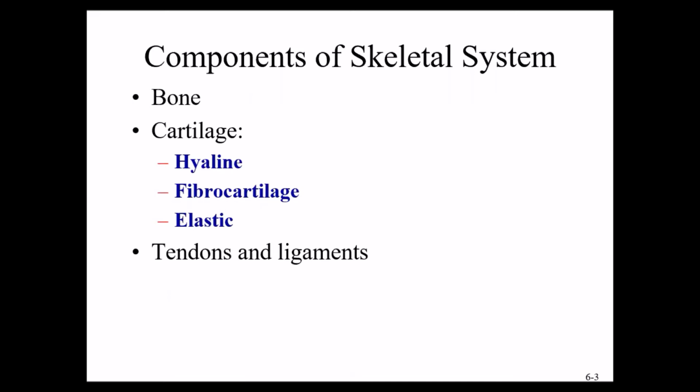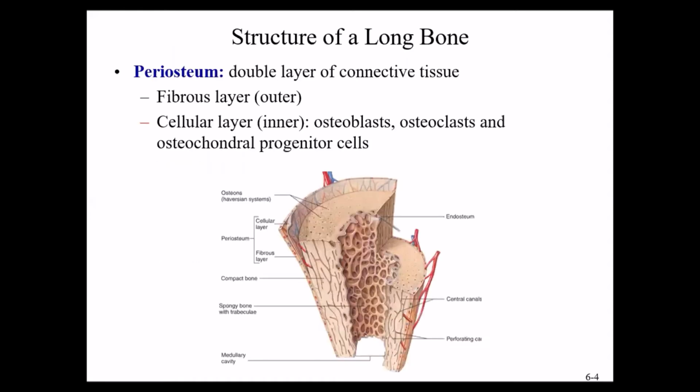So some of the main components of the skeletal system that we'll look at in this chapter, of course, would be the bones. Now, there's a separate chapter that we'll be looking at in lab that deals with the anatomy of the skeleton, actually naming the bones. And so this particular chapter is really looking at the function or the physiology of the skeletal system. We'll also look at some cartilage. There's 3 main types of cartilage: hyaline, fibrocartilage, and elastic cartilage. And then we'll also be looking at tendons and ligaments.